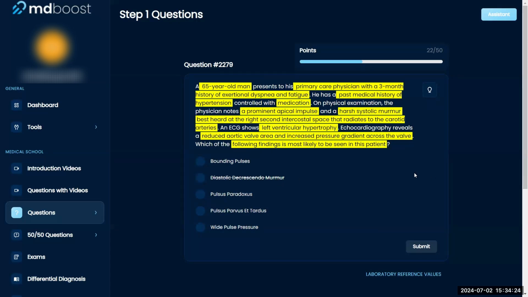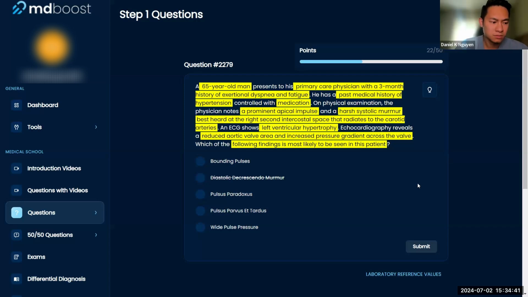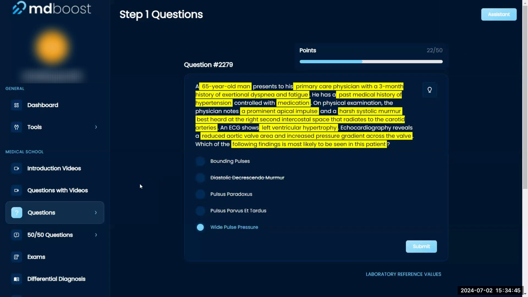I don't remember pulsus paradoxus. It's like opposite pulses, I guess. I don't really remember what that means either. Pulsus parvus et tardus, don't know. I'm thinking wide pulse pressure. That's the only one I kind of feel comfortable with. I don't really know the other ones. Okay, final answer.